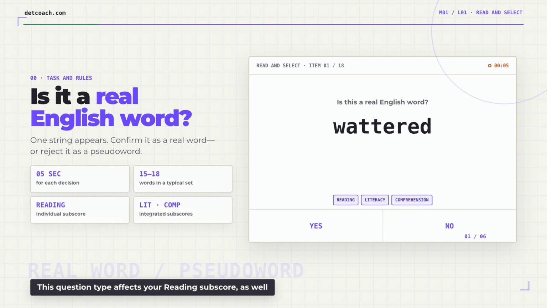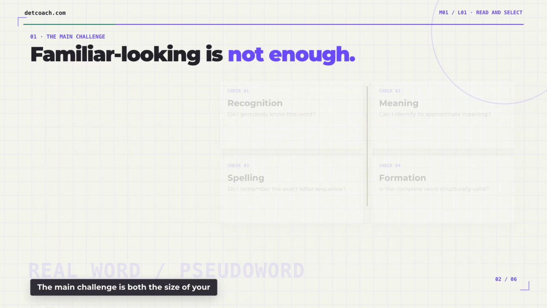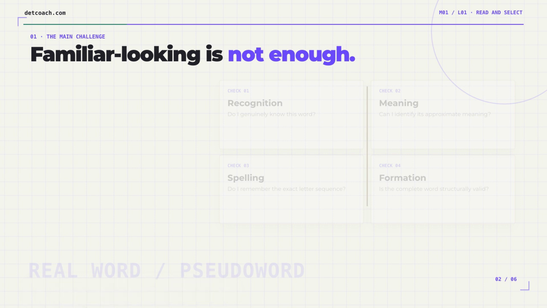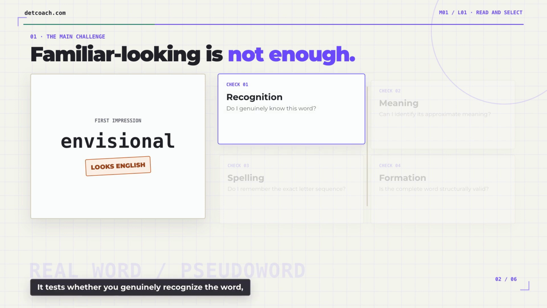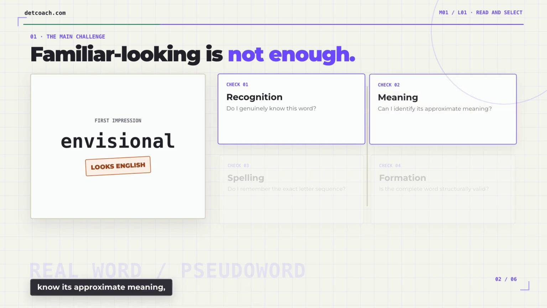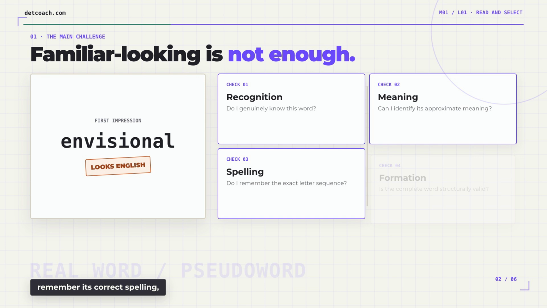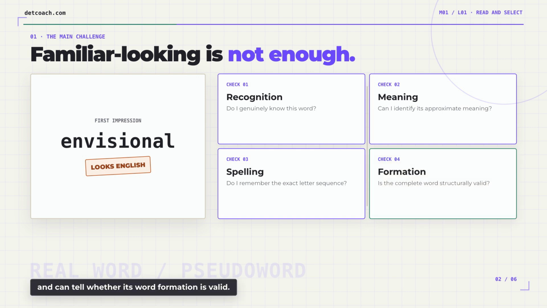This question type affects your reading subscore, as well as the literacy and comprehension integrated subscores. The main challenge is both the size of your vocabulary and how well you know each word. Many test takers make mistakes because they treat a word that merely looks English as a real word. Read and Select does not test whether a word looks familiar. It tests whether you genuinely recognize the word, know its approximate meaning, remember its correct spelling, and can tell whether its word formation is valid.